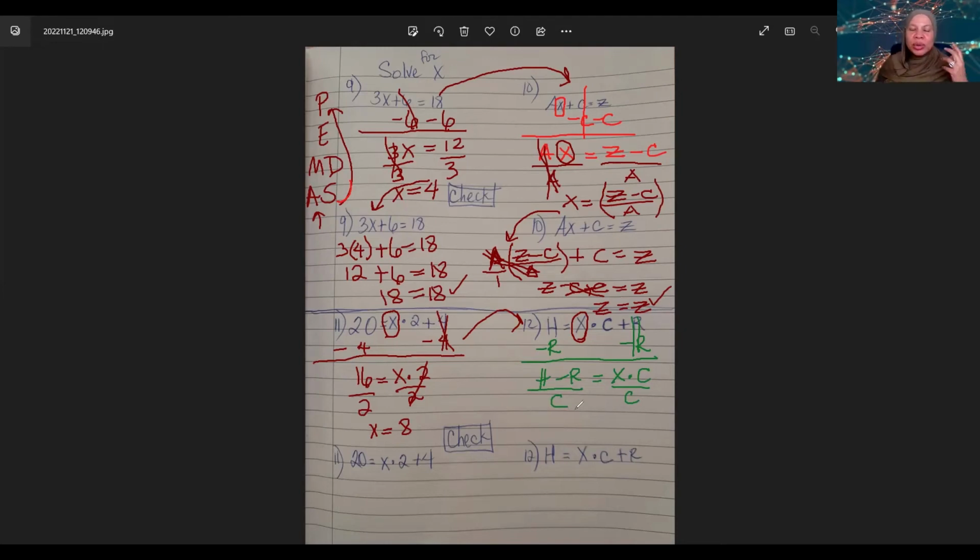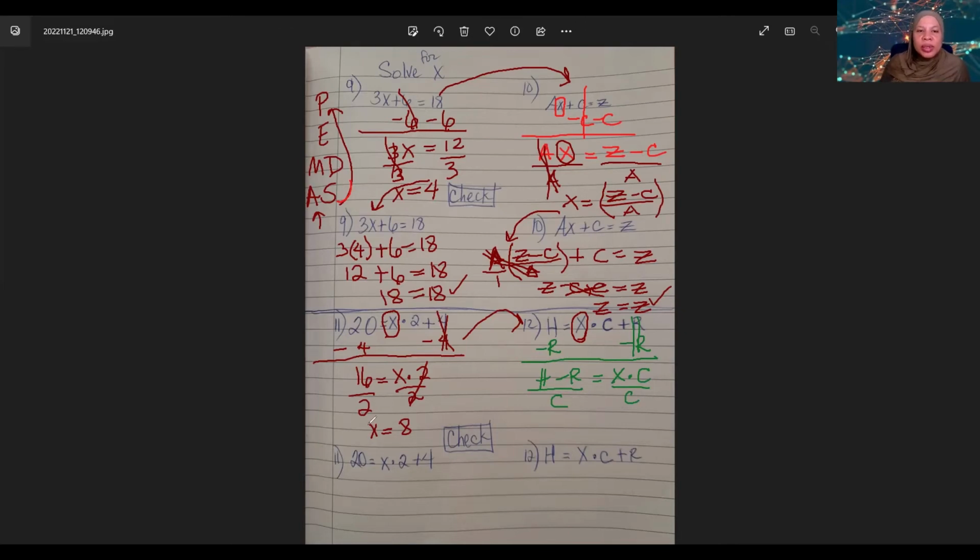But since I'm going through and taking time to check it, I'm going to keep it like that, because it's easier to check if the C is just the denominator for the H minus R, instead of having it separate. It really doesn't matter, but it's a little bit easier to look at.